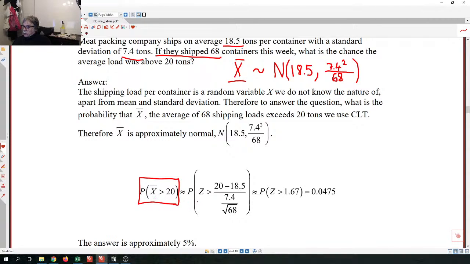You have to z this number, and you get z. You z 20: you have 20 minus 18.5 divided by the standard deviation. The standard deviation is the radical of this: the radical of the top is 7.4, and on the bottom you have to find the radical of 68. When you do this calculator business, 20 minus 18.5 divided by this number ends up with approximately 1.67. Then one more time, you're back in the business of using the z tables.